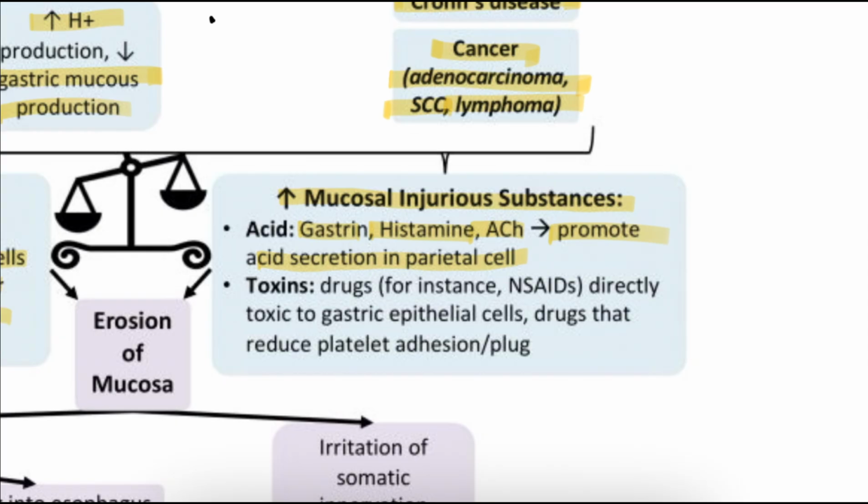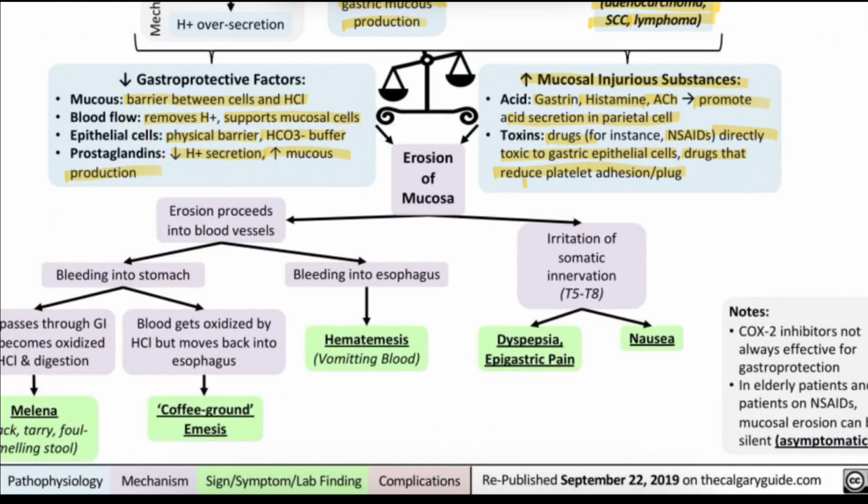Next we can see toxins. Toxins, we can see drugs. For instance, a large amount of NSAIDs, if any patient is using them, are directly toxic to gastric epithelial cells, and drugs that reduce platelet adhesions and plaques.